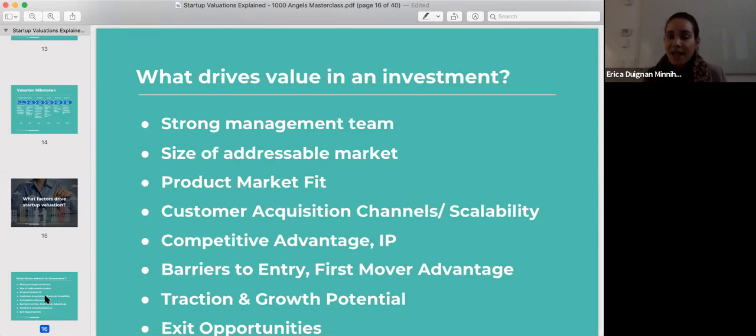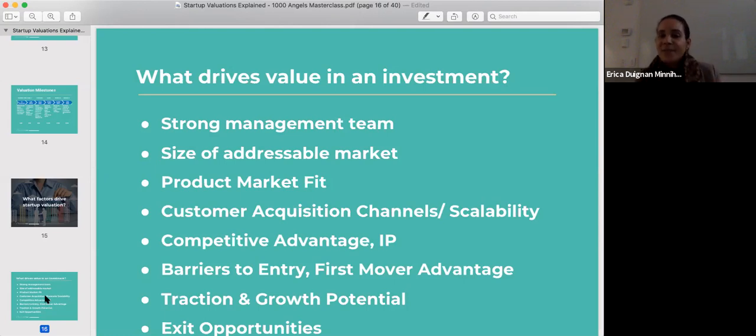Existing traction and growth potential, right? We've seen markets like cannabis and video and other markets that are growing. The companies that go into those spaces get healthier valuations than companies that are not in growing markets. So growth potential of the market can also really impact a company's valuation.